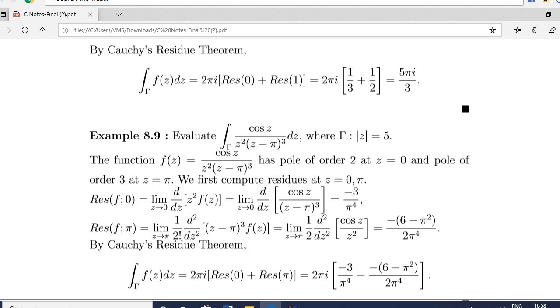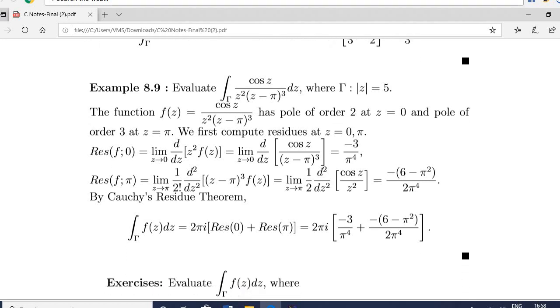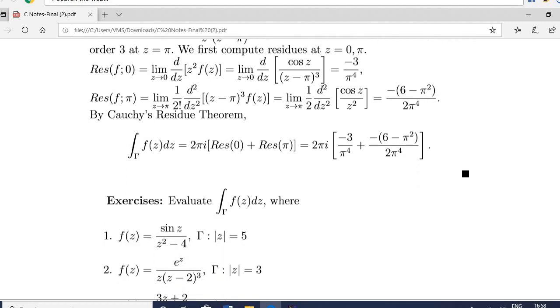Add these two residues. So 2 pi i times the sum of the residues will be the value of the integral. So this is the application of the residue theorem. That is, you can compute the integral of a function on a simple closed curve where there are finitely many points inside at which the function is not analytic.